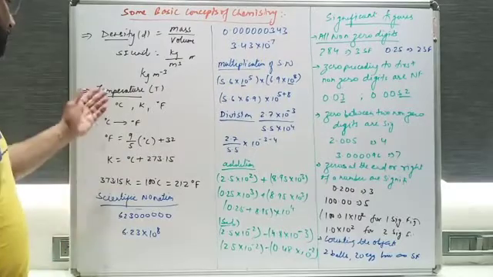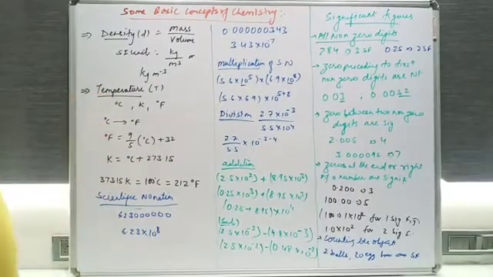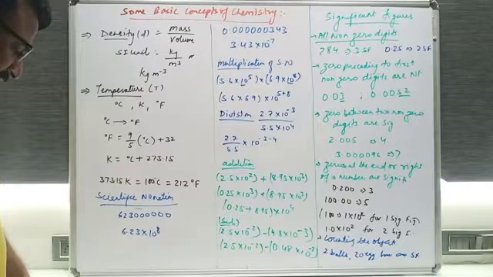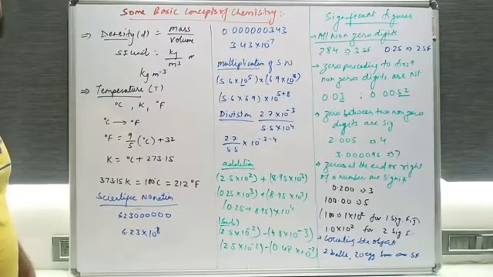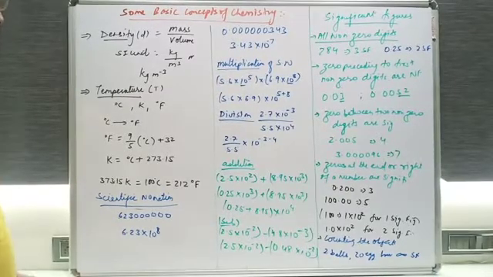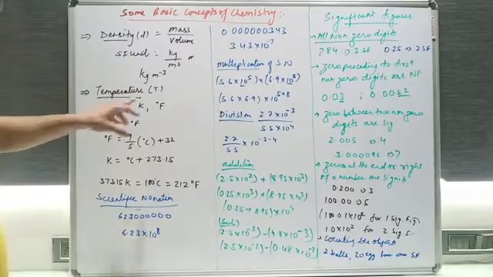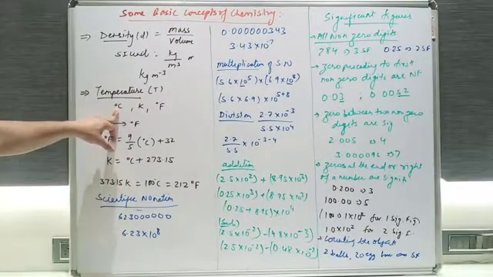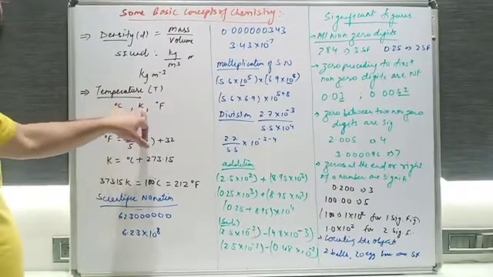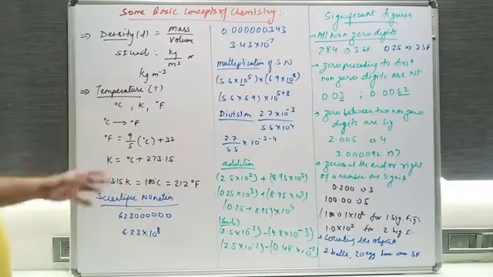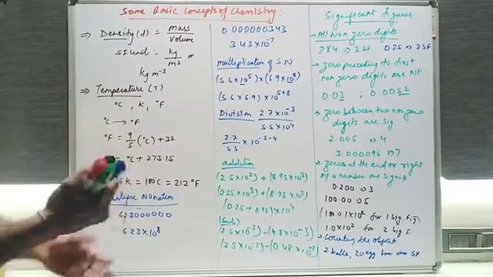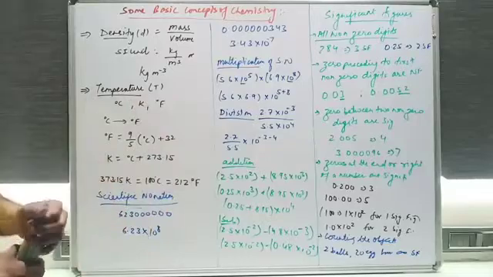Now come to the second one, that is temperature. You know what temperature is: the degree of hotness or degree of coldness is called temperature. In chemistry it can be taken in three ways. The first is degree Celsius, then Kelvin, then degree Fahrenheit. I have written the formulas for interchanging of these units.